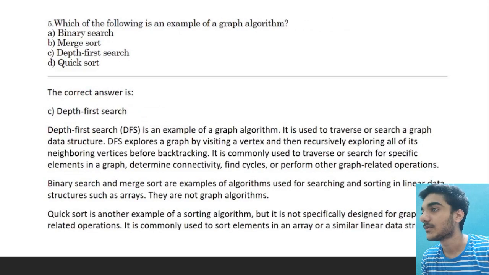The problem can be efficiently solved using DP by breaking it down into smaller subproblems and building up the solution iteratively. Question number 5. Which of the following is an example of a graph algorithm? The correct option is C. DFS is an example of a graph algorithm. It is used to traverse or search a graph data structure.